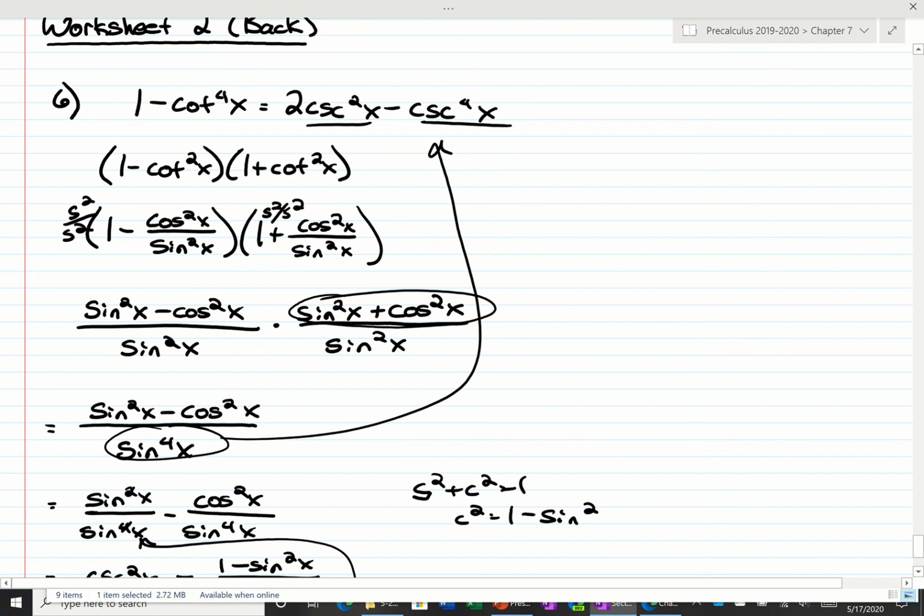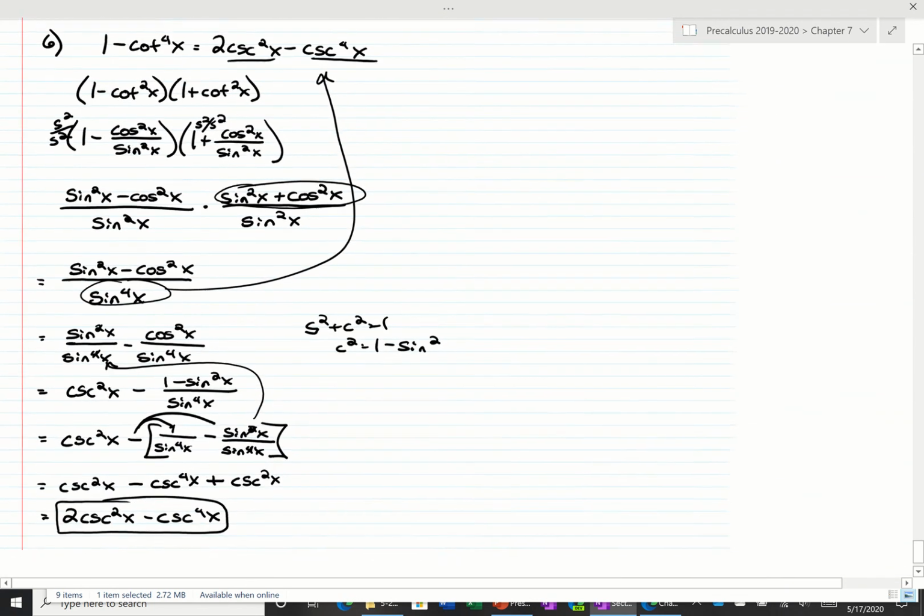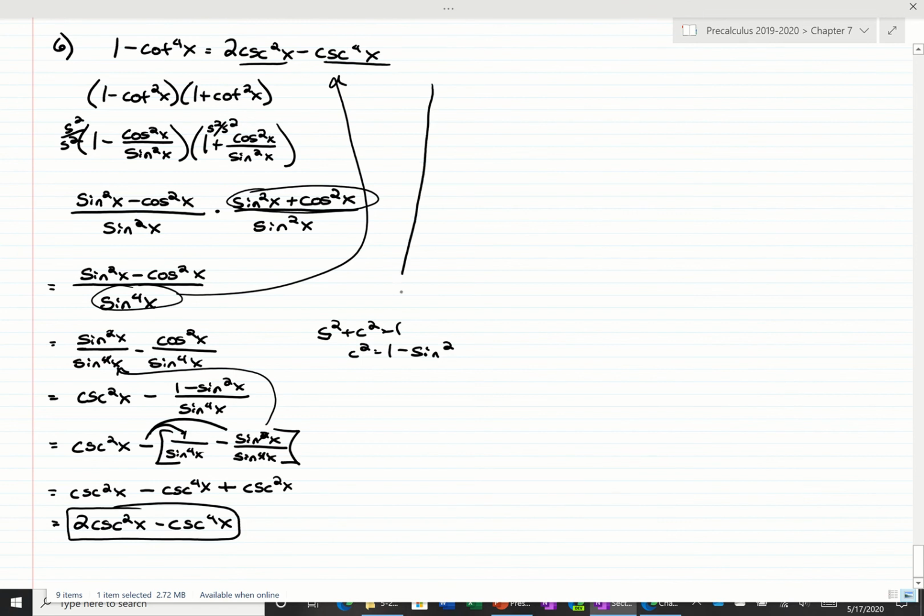There are a couple other ways to do it. Another way to do it, I think, showing you one that's a little bit easier. Every once in a while we talk about factoring, and right off the bat on the right side I could take out a cosecant squared of x. And we get 2 minus cosecant squared of x.